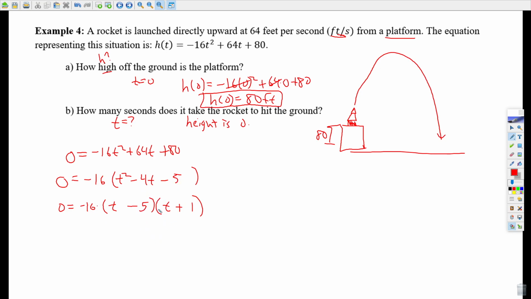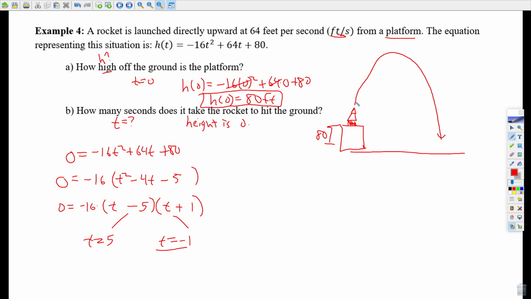Now we have three things being multiplied together. The negative 16 is not going to matter. It doesn't have a variable in it. We've got to go ahead and split these up. We have t equals 5 seconds, or t equals -1. So clearly -1 is not going to work. Where does that 0 come from?